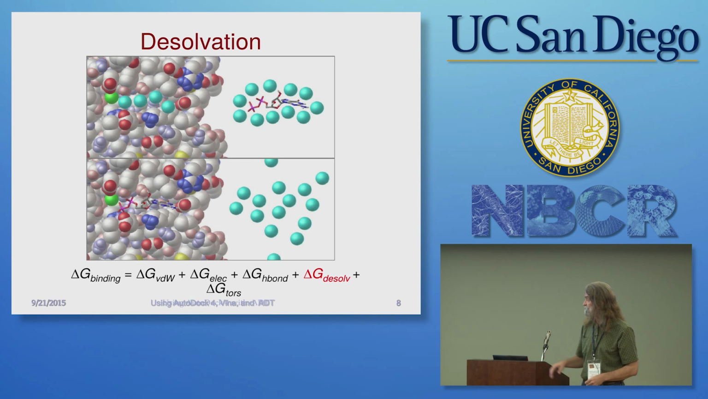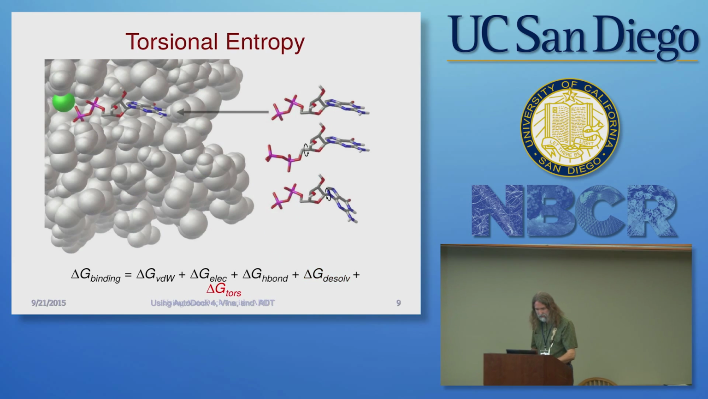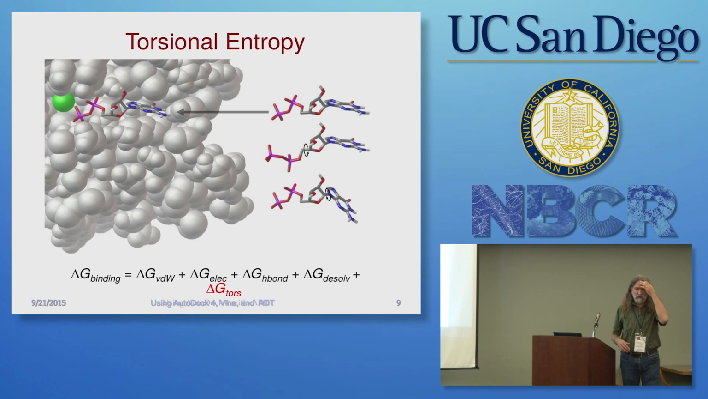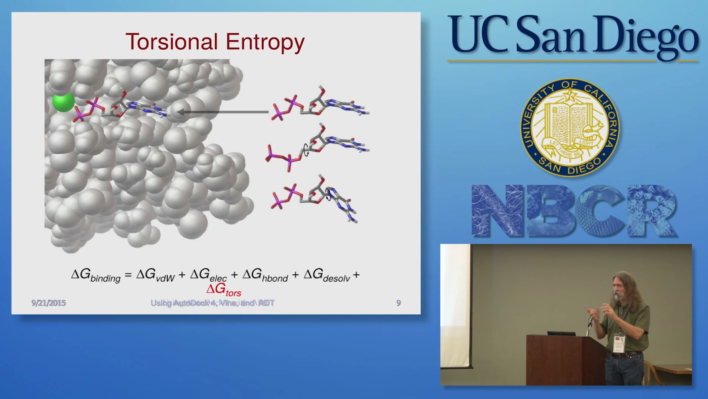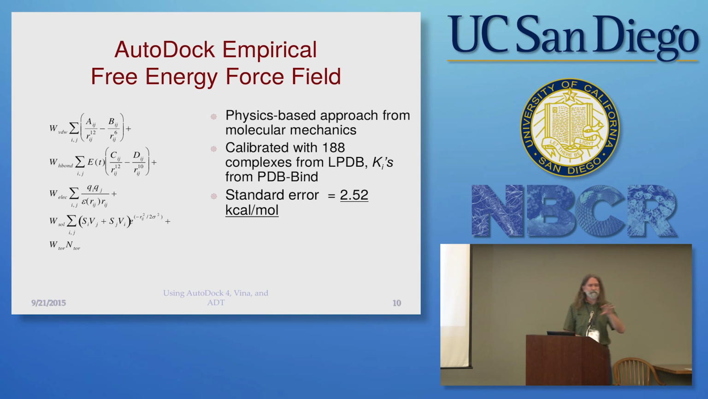And then at the very end, we add a term to account for the entropy of freezing out all the degrees of freedom in the ligand. So it's an unfavorable term. If your ligand is very flexible, it's going to be more unfavorable than a ligand that's a rigid body. We use a very simple approach to that, just counting up the number of torsional degrees of freedom and giving each of those an unfavorable weight. Okay, so we add up all of those terms for each of the trial poses that we're doing during our search, and use that to find the best conformation and to estimate what the free energy is going to be.